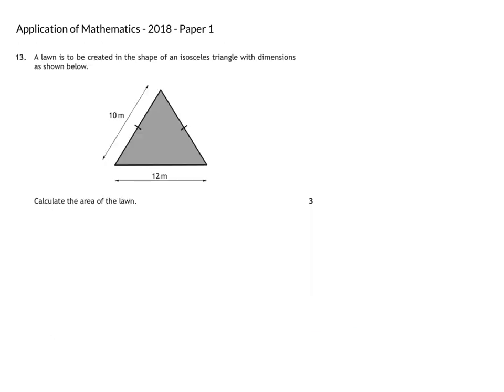Okay, so question 13. We have a lawn is to be created with the shape of an isosceles triangle with the dimensions shown, and we need to calculate the area of the lawn. So we know that for a triangle, area is a half base times height. But our height is, if we all remember, this distance there. So we don't actually have the height of our triangle, but we do, because when we have an isosceles triangle, if we create our height, we know that it's at right angles. So we've got a triangle that's 6 and that's 10, and we're missing our third side, our height.